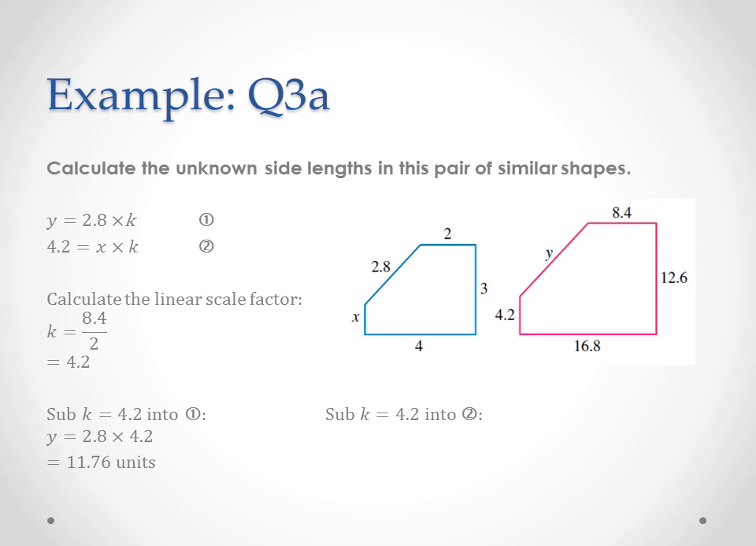So calculating x, we again just need to substitute k equals 4.2 into our second equation, and we get that 4.2 equals x times 4.2. To solve for x, we need to divide both sides by this 4.2 to get x by itself. And we end up with x equals 1 unit.